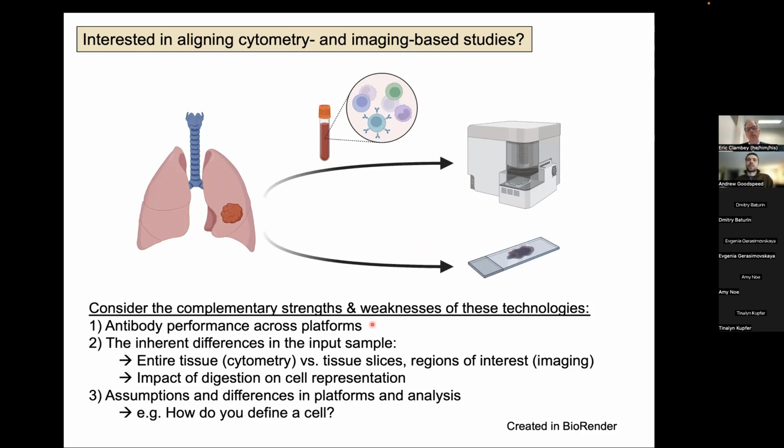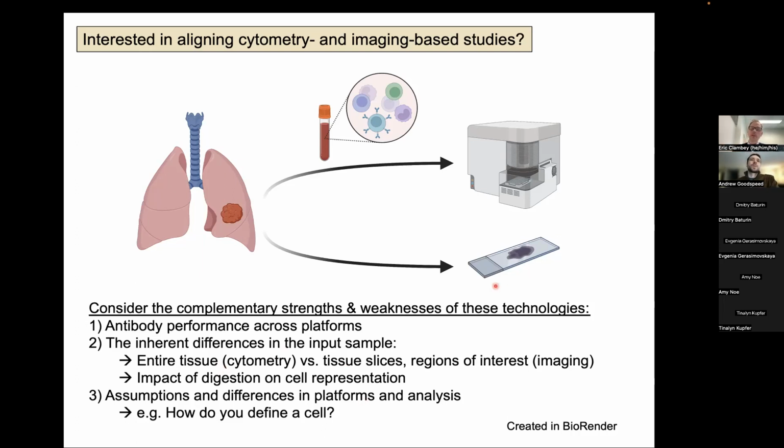Now, there are some important points to consider if you are interested in trying to align these technologies. One is antibody performance. Many antibodies don't work across both platforms. And so it's important to be aware of your antibodies and their performance. You also need to be aware of the inherent differences in what you're analyzing. Often, cytometry is taking, for example, a biopsy where you dissociate that tissue and then run that through the instrument. And so there you're getting either that entire biopsy or an entire piece of tissue, and the entire tissue is being run through the instrument.